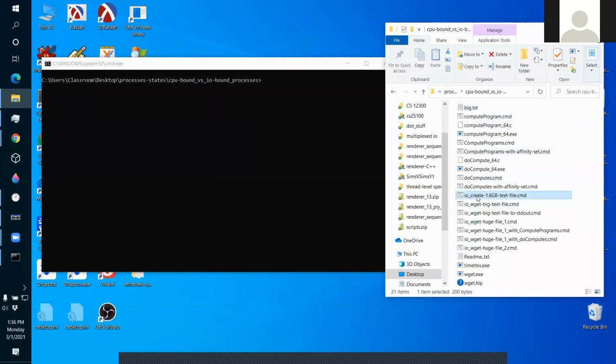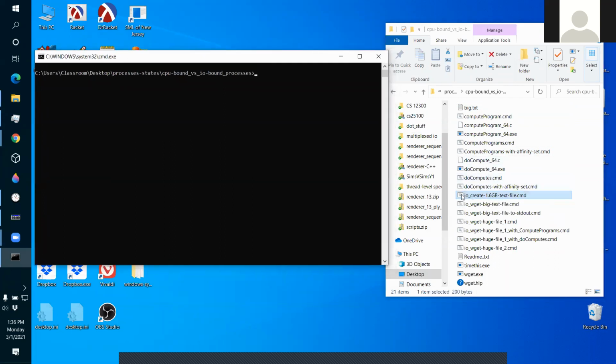This file here will take that file and turn it into a 1 gigabyte file. So that'll do a lot of IO on my hard drive, and make my hard drive really work hard. So what I want to do over here is run an IO. I just run it by double clicking on it. There's no sense of affinity to this because the work is really being done by the hard drive.